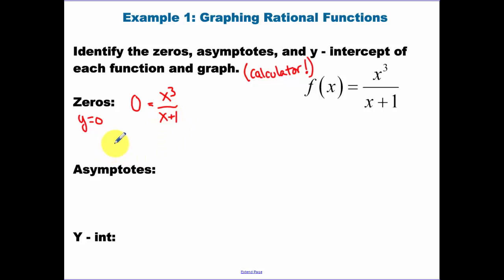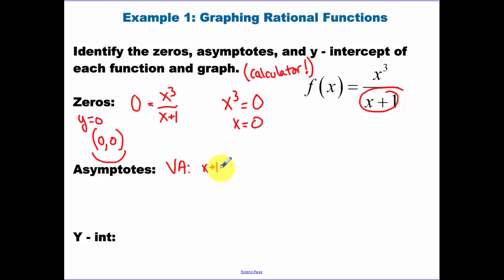Okay, so when you have a fraction that equals 0, all you have to worry about is the top equaling 0. That's the only time your function's going to equal 0. So that's at x equals 0. So I know one of my points is going to be 0, 0. Vertical asymptote happens when the bottom equals 0. So our vertical asymptote is when x plus 1 equals 0. So that's x equals -1.